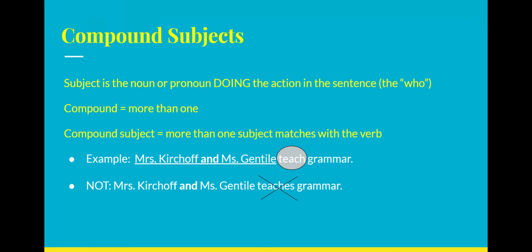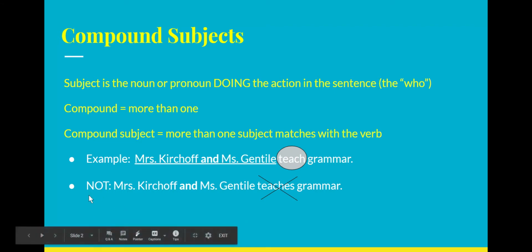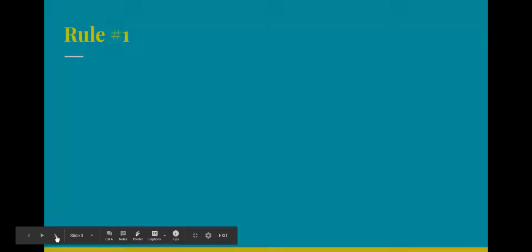verb. So an example of this would be Mrs. Kirchhoff and Miss Gentili teach grammar, right? My subject is a compound subject, meaning more than one, because I'm talking about Mrs. Kirchhoff and Miss Gentili. So this would not be Mrs. Kirchhoff and Miss Gentili teaches grammar, right? Because I'm talking about more than one, that means I need a plural verb. So let's take a look at a few more examples and rules.